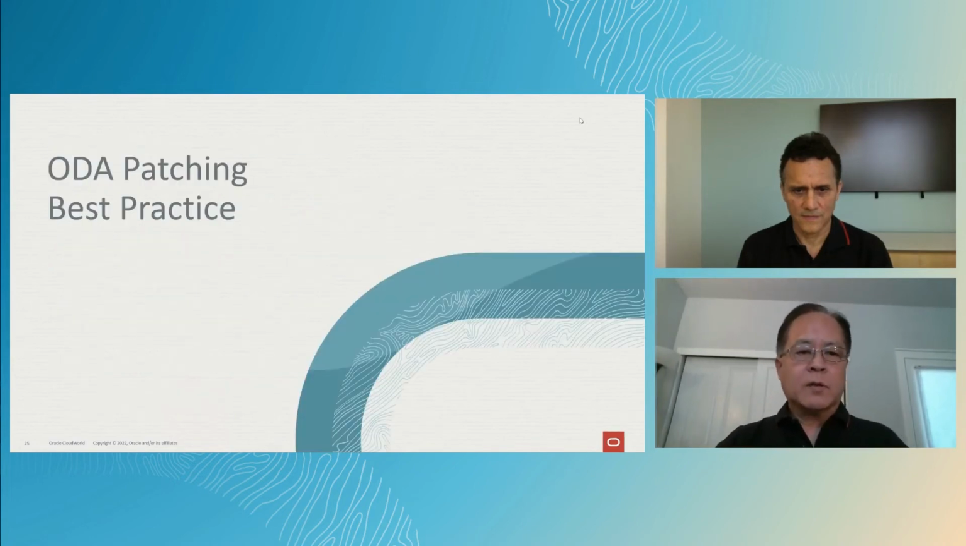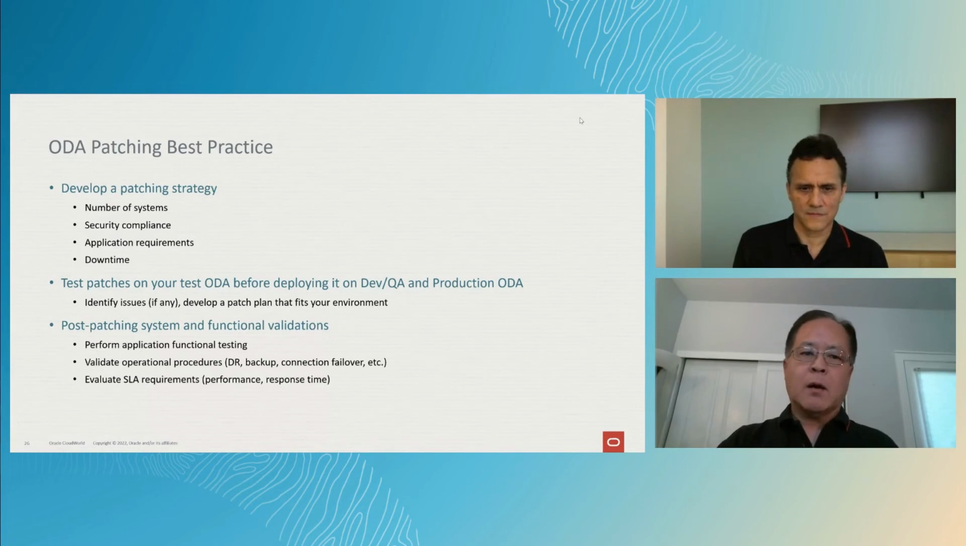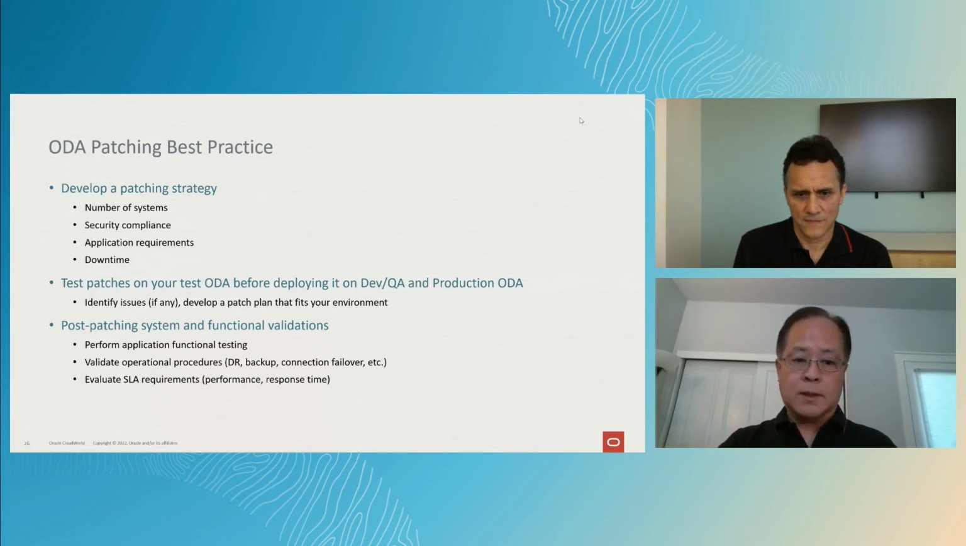Then let's move on to ODA patching best practice. This is probably the biggest challenge for most database administrators and system administrators. How do you keep a complex IT infrastructure up to date and running optimally all the time? So what we recommend with ODA is to always develop a patching strategy. How many ODAs do you have? How frequently do you need to update the ODA? And how much downtime can you afford?